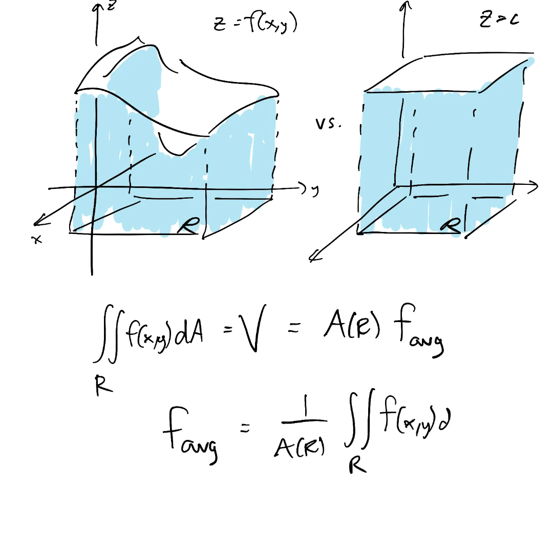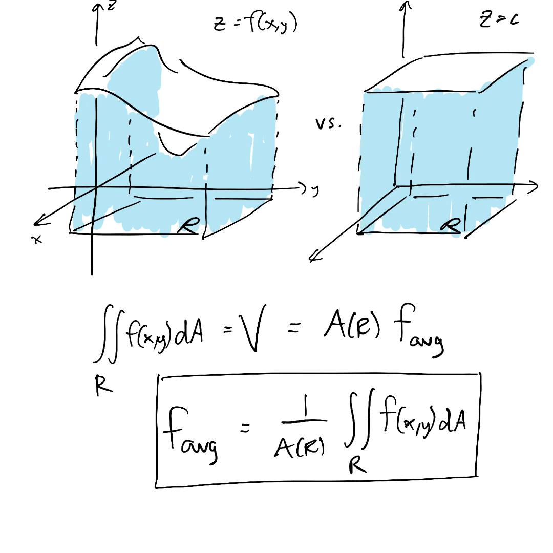And so this idea is the takeaway in 15.3. If you want the average height of some wavy surface where it's tall in some spots and short in other spots, just find the volume and divide by area of the base. And that's it. 15.3 is just a quick stop to say, hey, look what you can do with some double integrals. You can find the average value of some wavy surface, the average height of some wavy surface over regions in the XY plane.